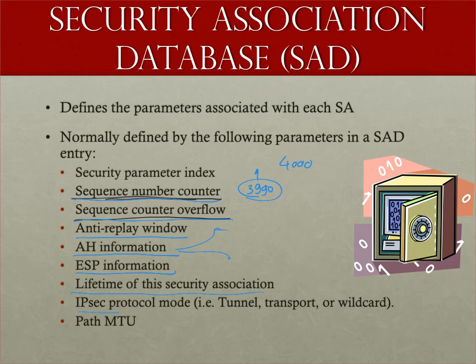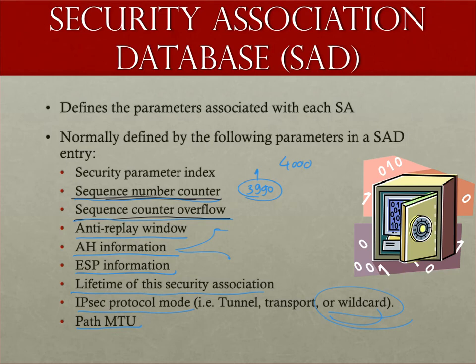And as we said, there is the protocol mode, and this protocol mode could be transport mode or tunnel mode or wildcard. Wildcard refers to any kind of non-data messages, like, for example, control messages for IKE or something. You can use wildcard for this, because it does not have to go through the tunnel mode or the transport mode. And there is another important parameter called path maximum transmission unit.